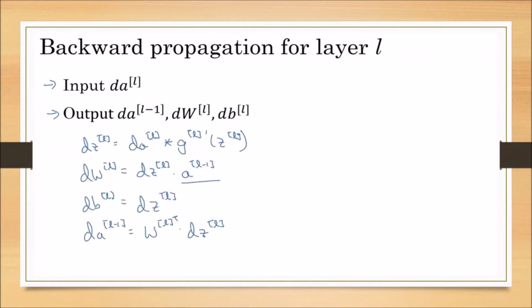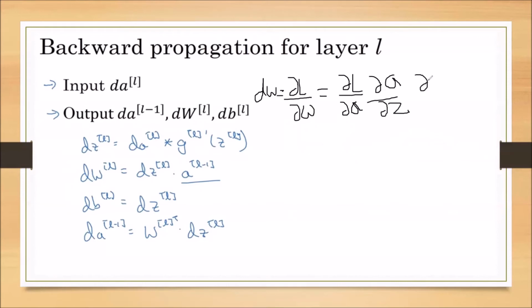In the backward propagation, the dZL is nothing but dou L by dou Z. So first we are interested in calculating dou L by dou W, which is nothing but dW. This is required for our gradient descent. In order to calculate dou L by dou W, we need to calculate dou L by dou A, because the loss function depends on only A and Y. And we are differentiating this A with respect to Z, and this Z with respect to W.